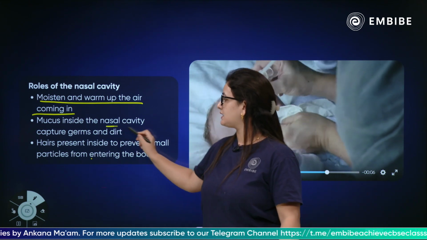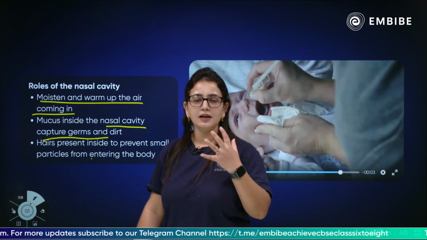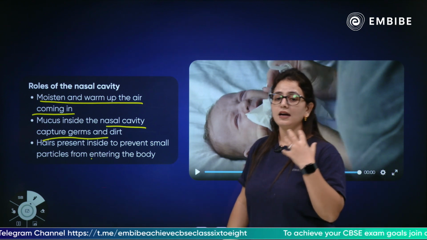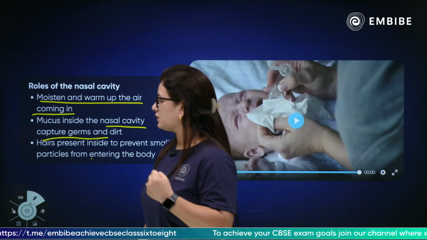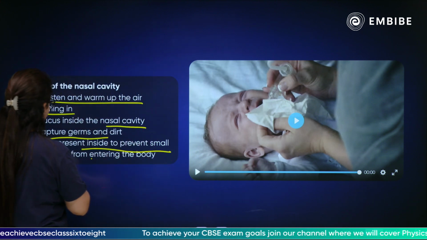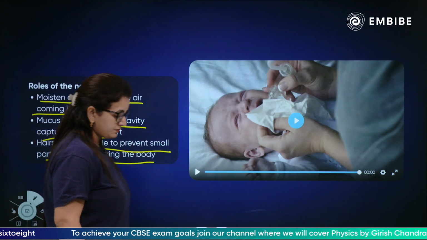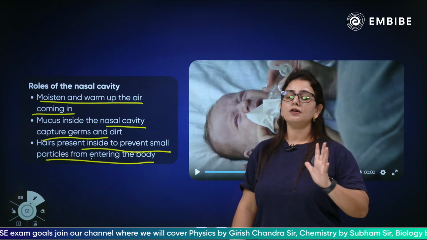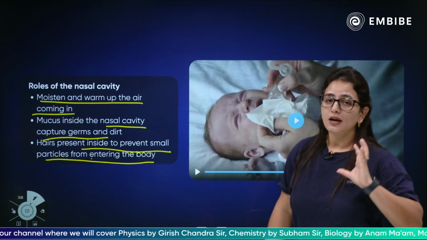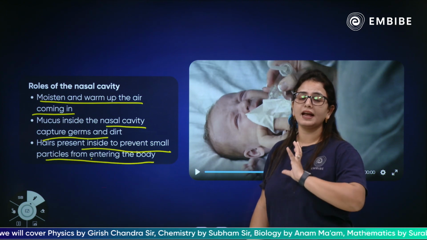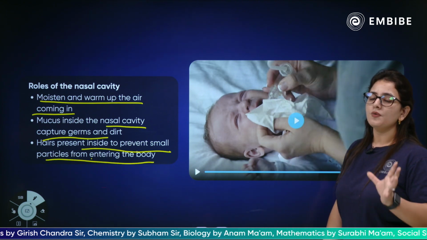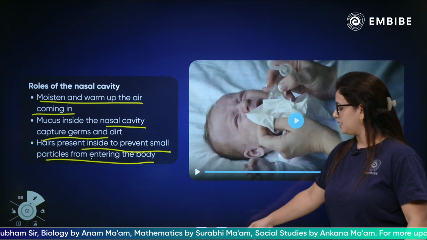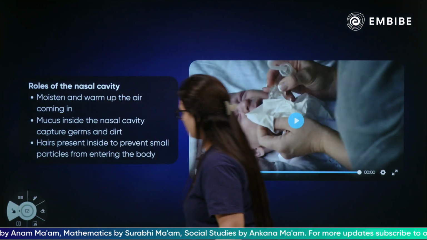The mucus inside the nasal cavity captures the germs and dust. The mucus inside your nasal cavity captures microorganisms and dust, and it also holds on to germs. The hair present inside prevents small particles from entering the body. So the nasal cavity has mucus and a hair lining that protects it from any kind of microorganisms, disease, or germs which could enter your body. Your nasal cavity, lined by mucus and hair, is protecting your respiratory system. This is the characteristic of the nasal cavity.